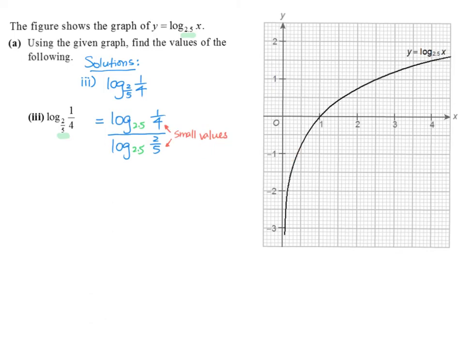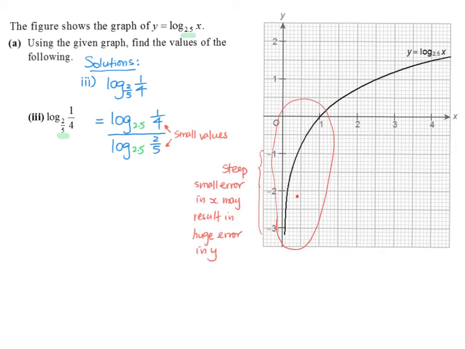Now, you notice that the values of these two numbers are a little small, and for this portion of the graph, the curve is a little too steep. In this case, a small misreading of the value of x may result in a huge misreading in the values of y. So we want bigger values to improve the accuracy.